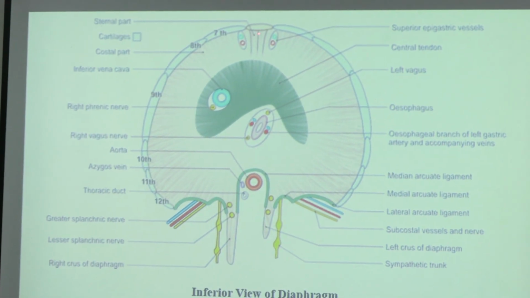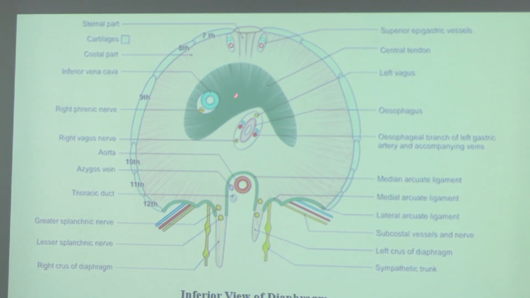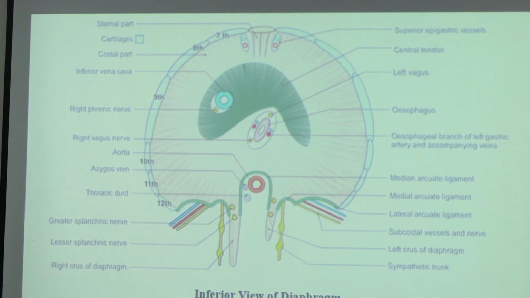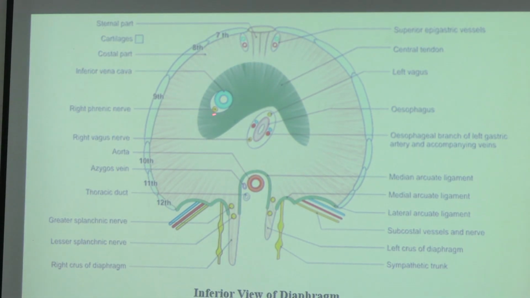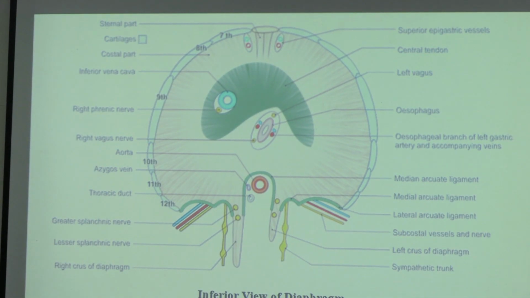See, this is the origin, this is how the fibers are arising, and this is the insertion in the central tendon of the diaphragm. Now, can you see the openings? This is one major opening, this is one major opening, and this is one major opening. So mainly 3 major openings are there and some minor openings are there. Through these openings only the various structures are passing.